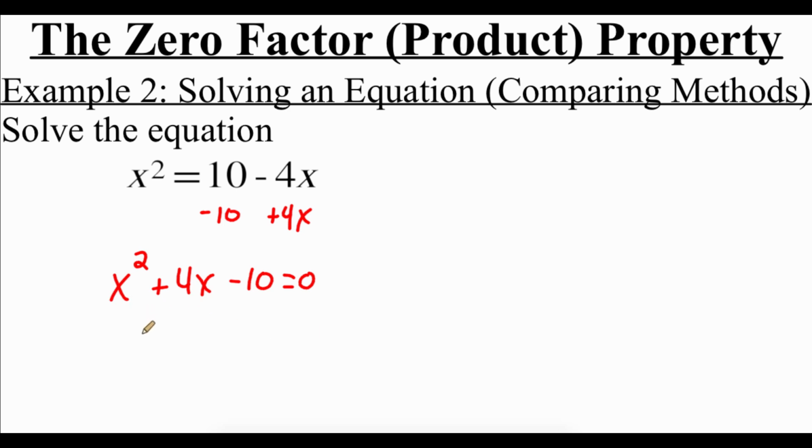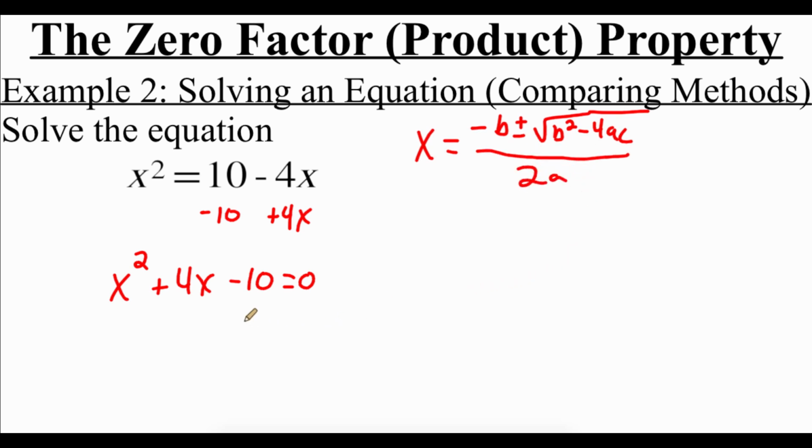Now this one doesn't actually factor out. So one other option we've got is using the quadratic formula. Remember, the quadratic formula is x equals negative b plus or minus the square root of b squared minus 4ac, all over 2a.